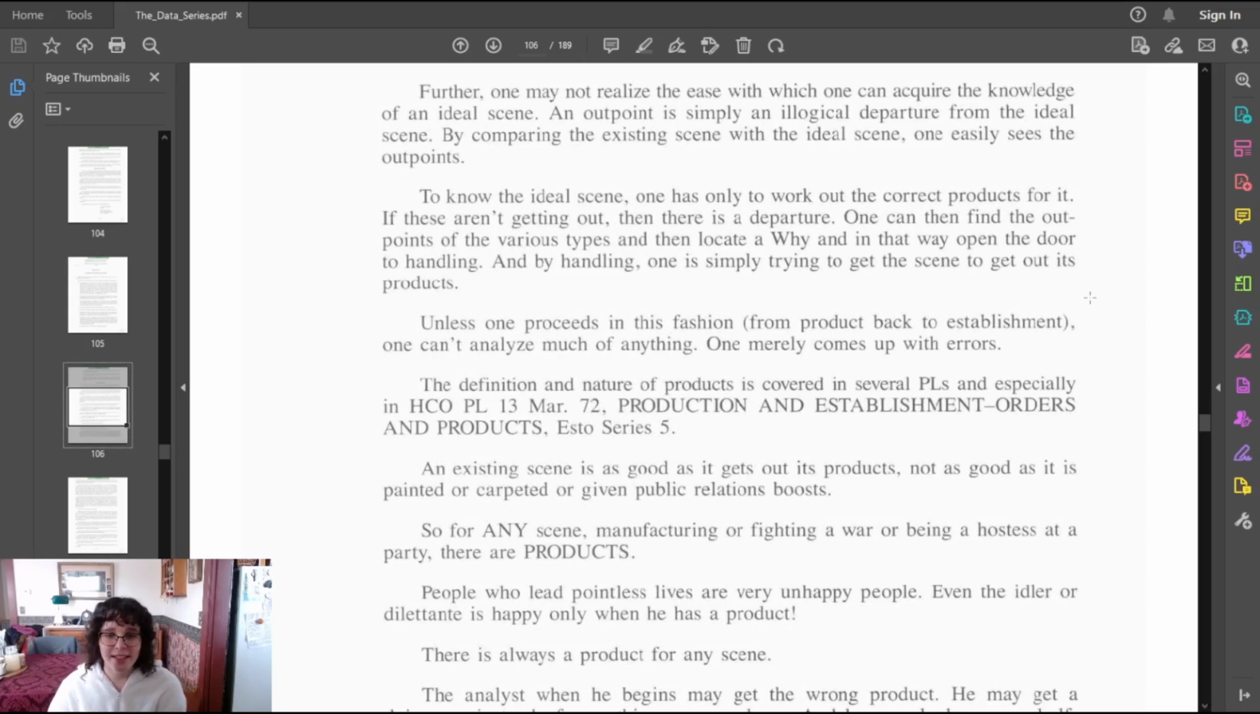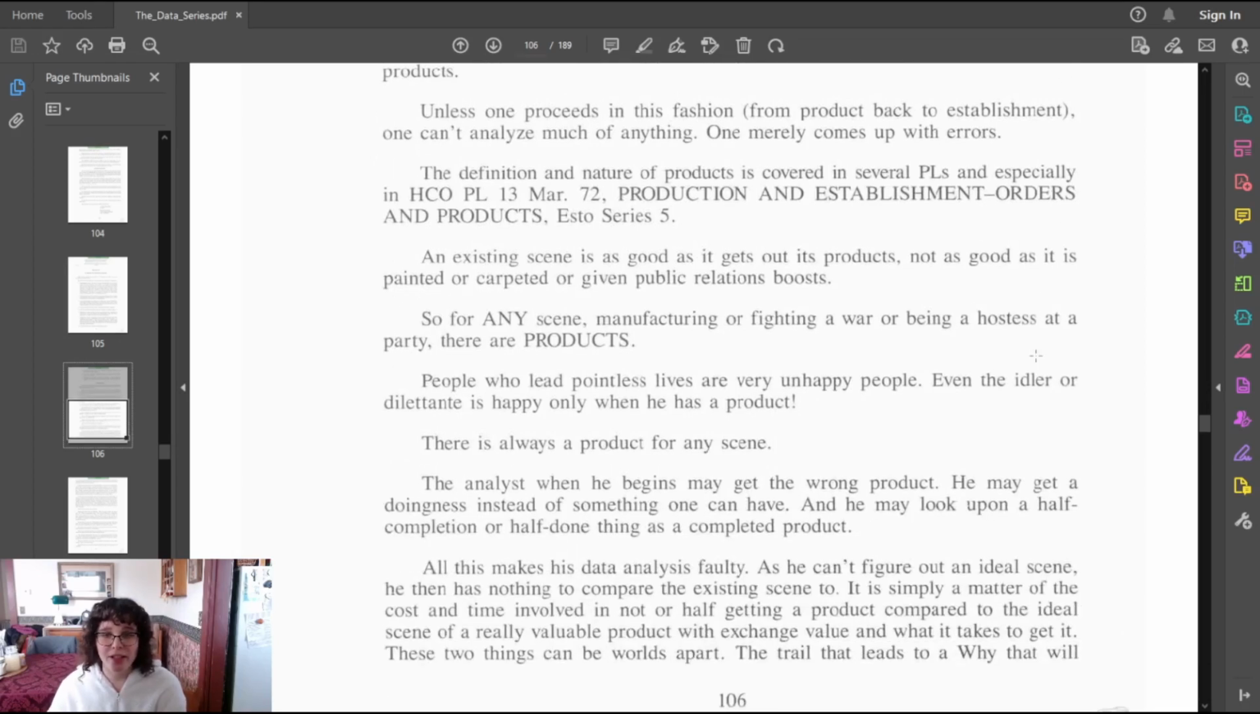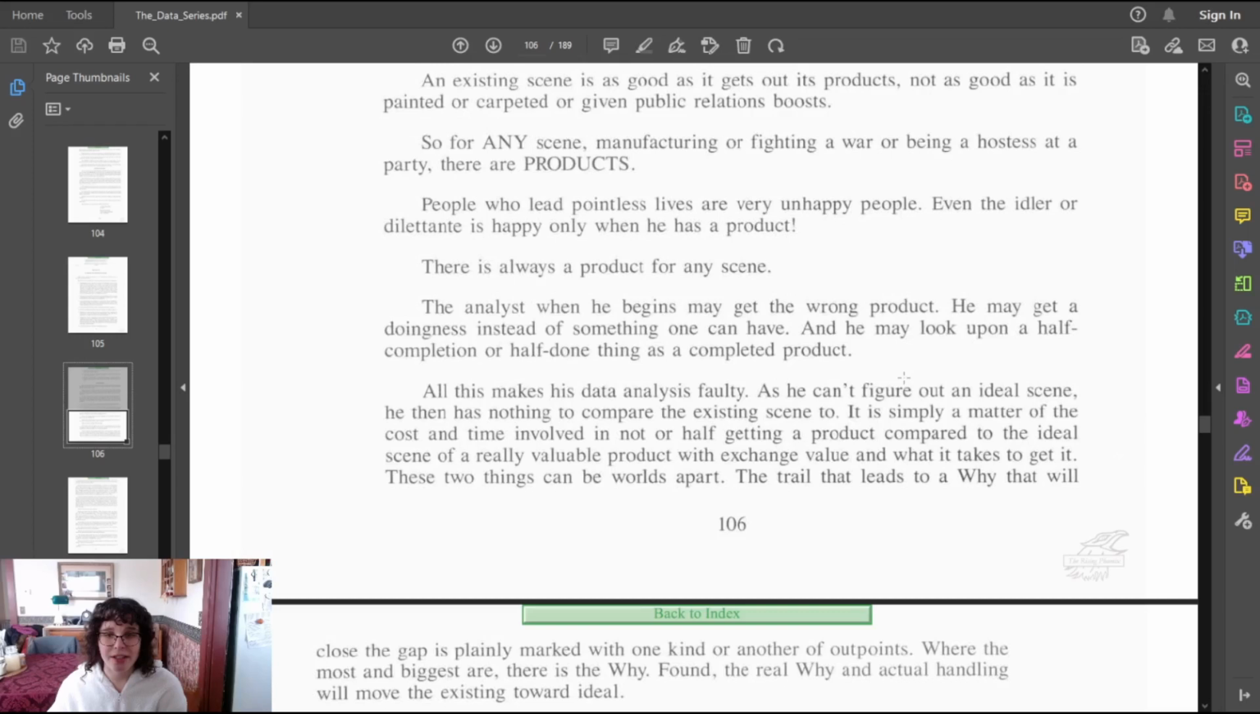An existing scene is as good as it gets out its products, not as good as it's painted or carpeted or given public relations boosts. So for any scene, manufacturing or fighting a war or being a hostess at a party, there are products. People who lead pointless lives are very unhappy people. Even the idler or dilettante is happy only when he has a product. There's always a product for any scene.